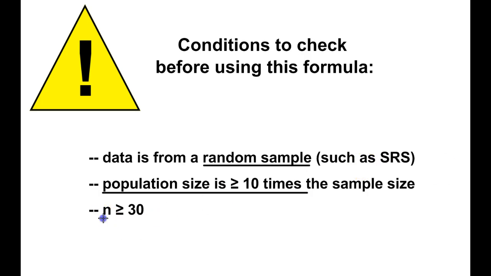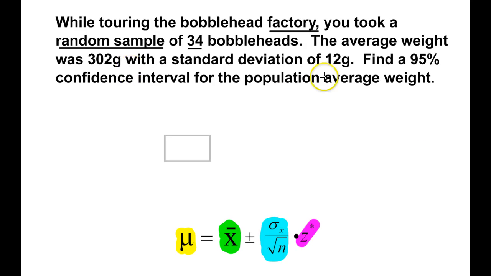And then the last one is to check that we have a sample greater than or equal to 30. If we check our problem here, it says we have a sample of 34. So not way in the clear, but 34 should be okay. It should be a safe number. Now let's look for the pieces that we need here.